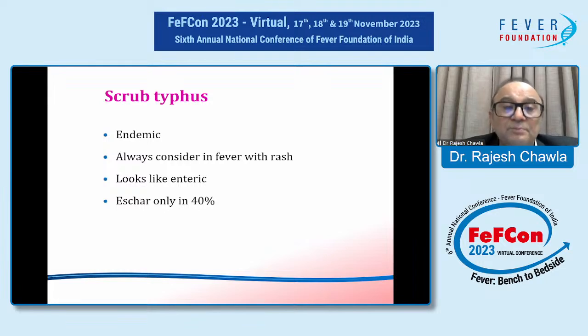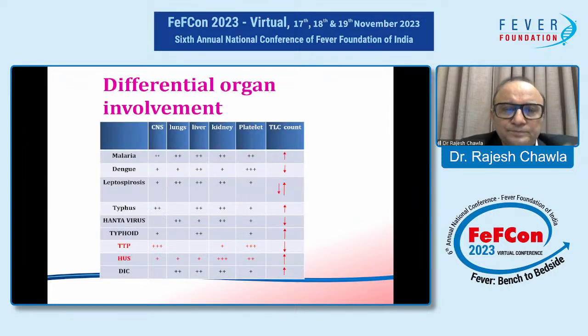Then scrub typhus is endemic. Always consider it whenever there is a fever with rash. This is most often a misdiagnosis, though now more and more people are diagnosing it. Eschar is only present in about 30 to 40% of patients.